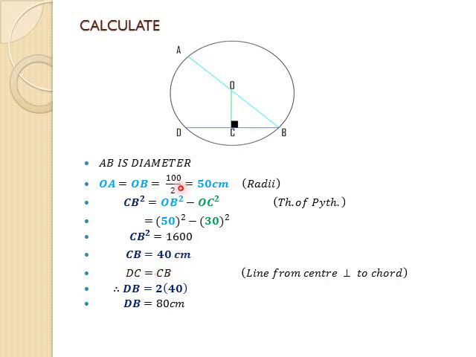But you can conclude that DC equals CB because a line from the center perpendicular to a chord bisects it. That's Theorem 1. So therefore TB equals 2 times 40 because they both equal, and TB equals 80 centimeters, right? So hope you follow. Let's look at the next problem.